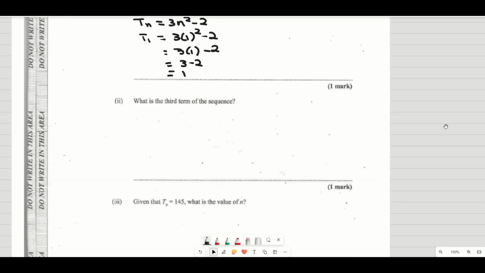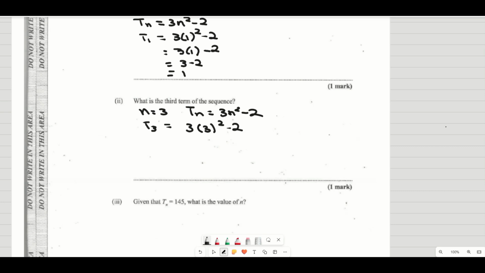Then they say, what is the third term of the sequence? Meaning that n is equal to 3. So we're finding the third term, that's T3, where we know that Tn is equal to 3n squared minus 2. That would be T3. So wherever we see n, we're putting 3. That's 3 open bracket 3 squared close bracket minus 2.